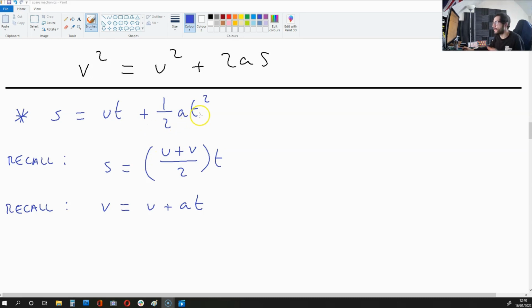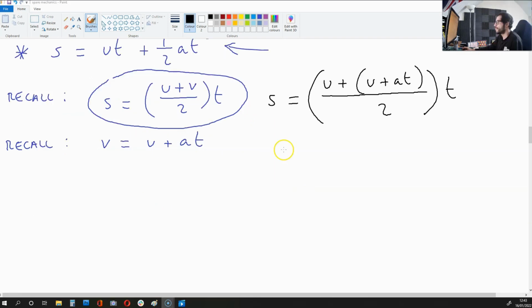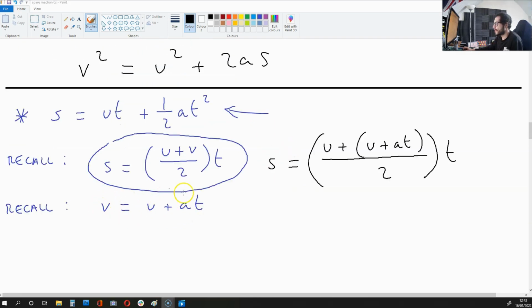Now let's see if we can get this fourth equation over here. Recall that s is u plus v over 2 times t. And also recall that v is equal to u plus at. If this is the case, we can transform this formula over here and get this over here. So what we're doing is plugging this v into this v over here in the s equation, okay? So we get this up here.